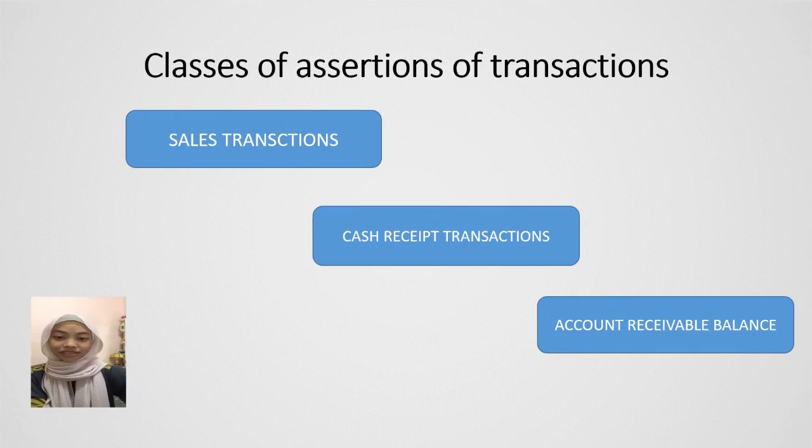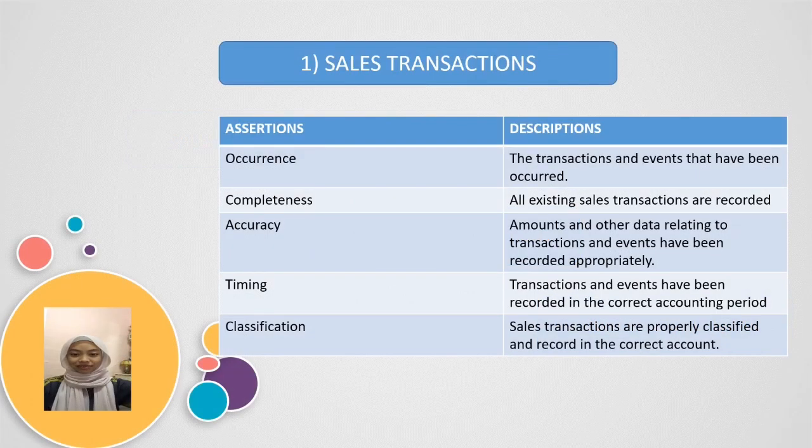There are three classes of the assertions of transaction used by the auditor, which are sales transaction, cash receipt transaction, and account receivable balance. And we should bear in mind that the assertions are made by the management. The first class of assertion is sales transaction. The first one is occurrence. The entity should record all the transactions and events that have occurred and are required.